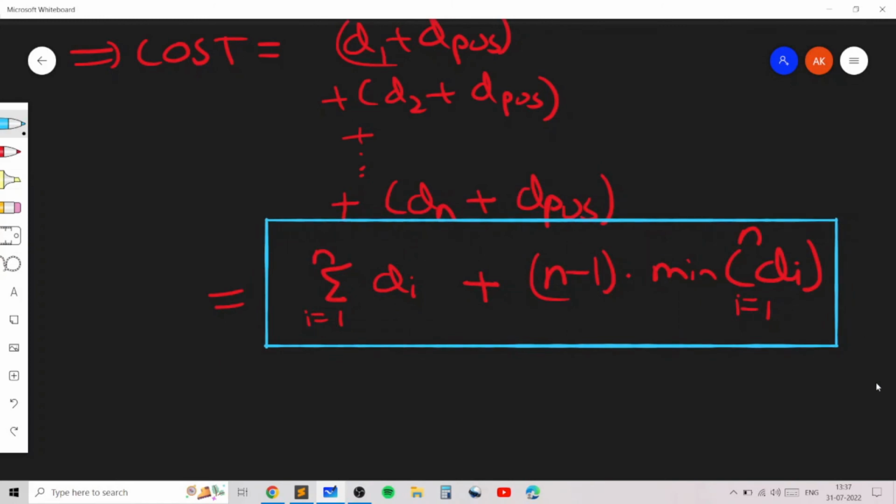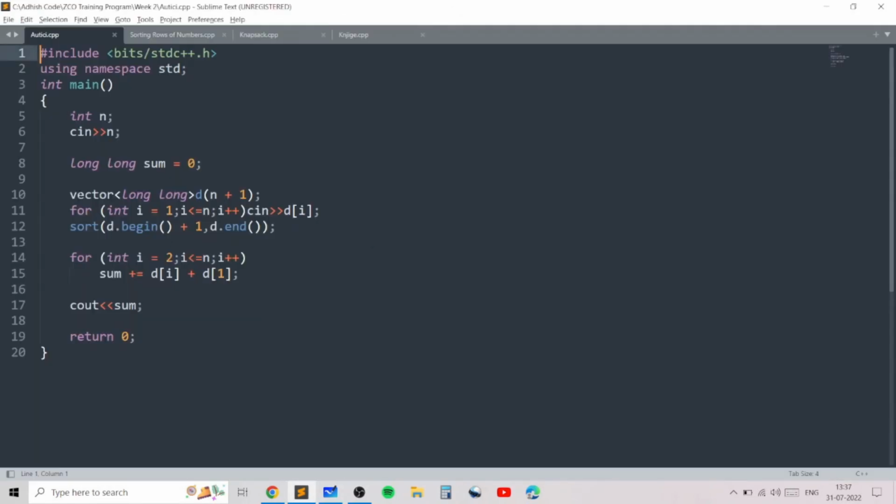So now I'll show you the code which implements the same idea. So in the code, we will take in the value of n, the number of garages which we need to connect together. We will take the sum as long because the values of di can be up to 10 power of 9 and the sum will overflow if we don't use long. Then we will take all the values of di from 1 to n and we will sort. So this is the inbuilt sort operation.